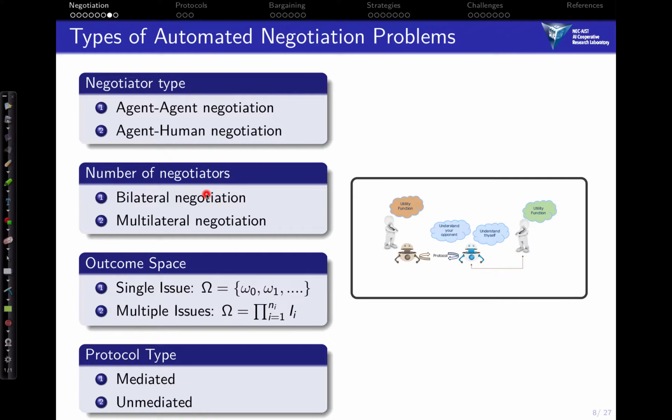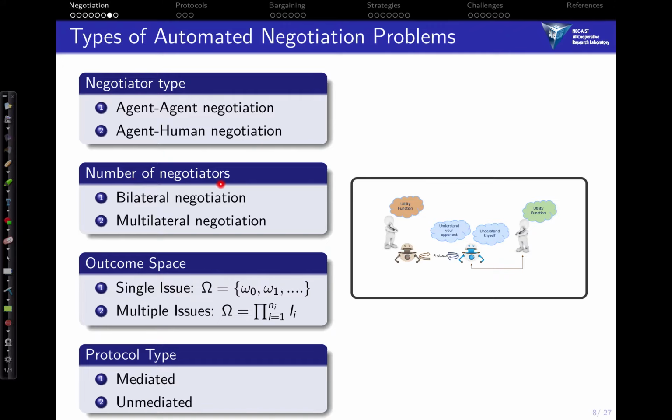So let's see. There are several types of automated negotiation problems depending on all of these factors we defined for negotiation. So depending on the negotiator type, there is agent-agent negotiation. That's a clear automated negotiation case. But there is also agent-human negotiation. In this case, psychological effects become important. When one of the agents is an automated agent, but the other one is actually a human. In this case, it's important to take into account the fact that a human can get offended, and similar psychological quirks of people.